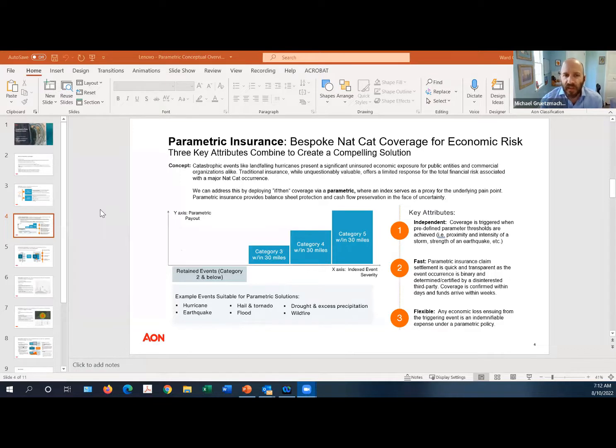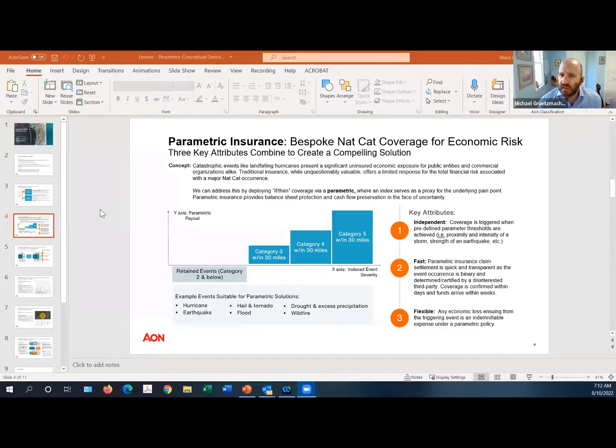And then you can see on the x-axis, you might have this set up where you start getting recovery for a Cat 3 event within 30 miles. Then the payout's bigger if it's a Cat 4 within 30 miles, and then even bigger if it's a Cat 5 within 30 miles. The y-axis on that chart is the parametric payout. So as long as you can find a way to correlate those payouts with what you expect to experience, now you've perfectly solved it.